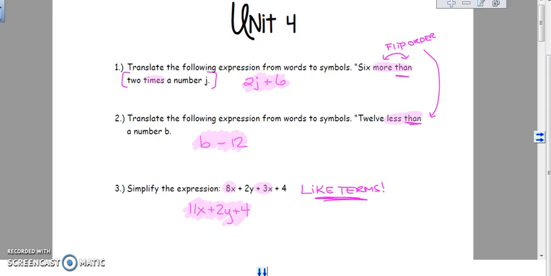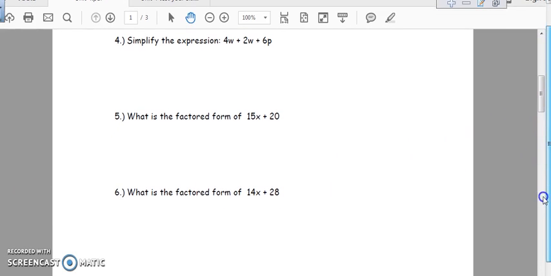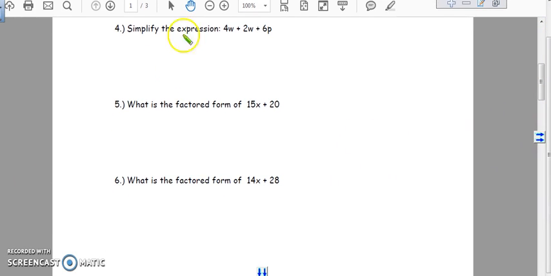So let's look at number 4. Same thing, simplify the expression. I have 4w, 2w, 6p. So I have w's and p's. So do I have any other w's? Yeah. Do I have any other p's? No. So I cannot do anything with that 6p. It just gets written down again. 4 plus 2 is 6. So I have 6w plus 6p. I cannot combine. Why can I not combine? Because they're not like terms. I have w's and p's, so that does not work.